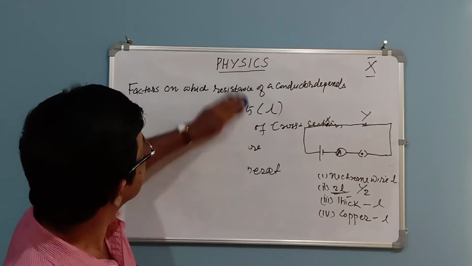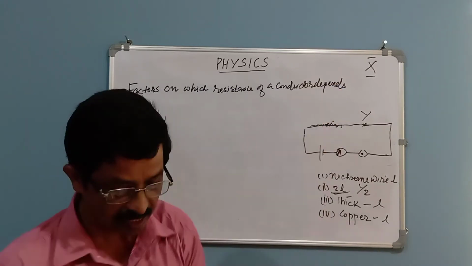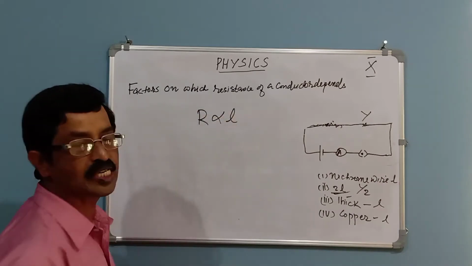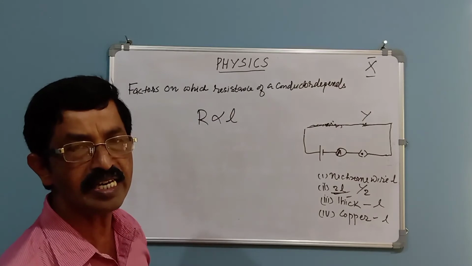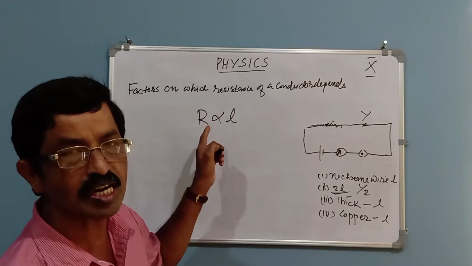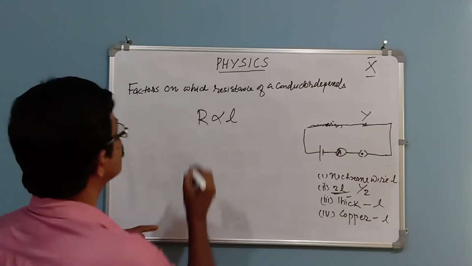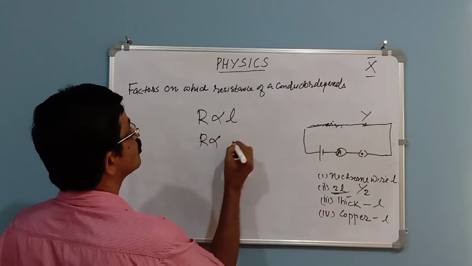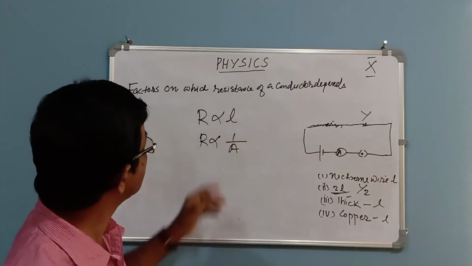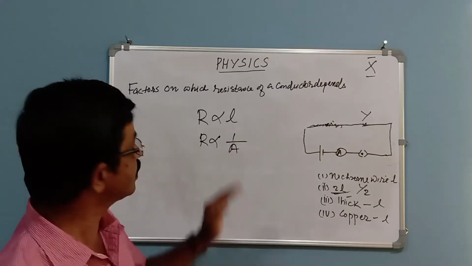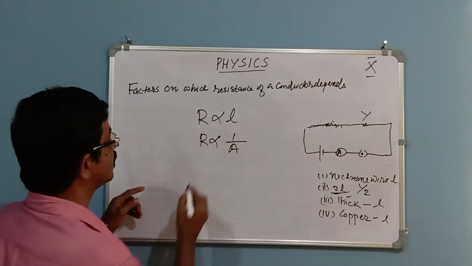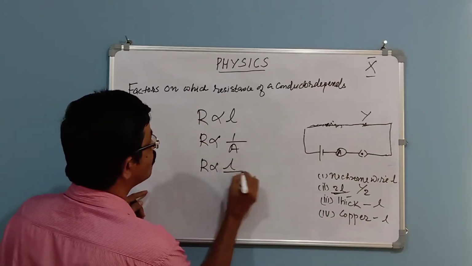First of all, see, the resistance of the conductor is directly proportional to its length. This means as the length increases, resistance increases, or if the length decreases, resistance also decreases. That is, R is proportional to L. And resistance is inversely proportional to area of cross section. This means as the area of cross section increases, resistance decreases.